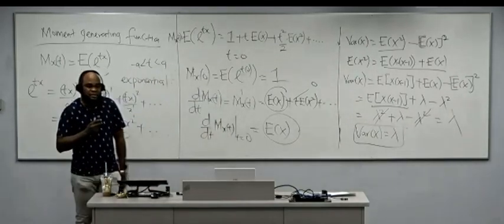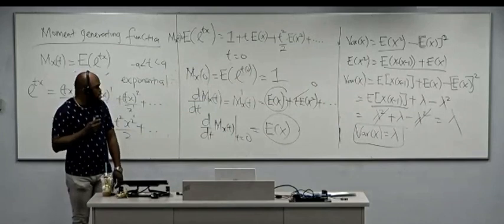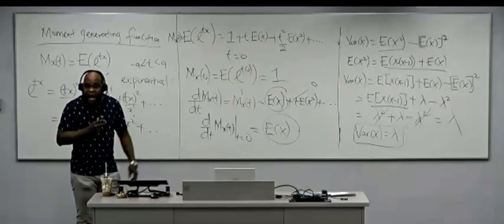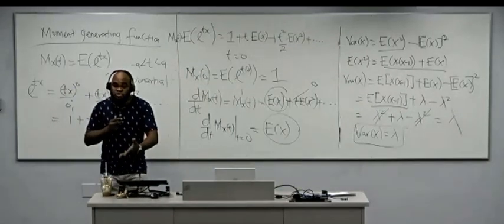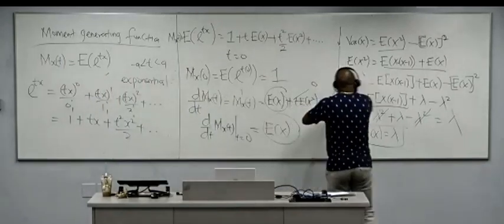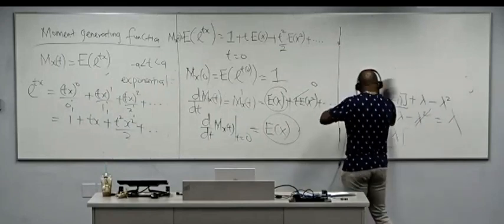Does that make sense? If I now want to get a variance, what am I going to do then? If I want to get a variance, I only need the expectation of x squared. Now, the expectation of x squared, what we require is the second derivative.